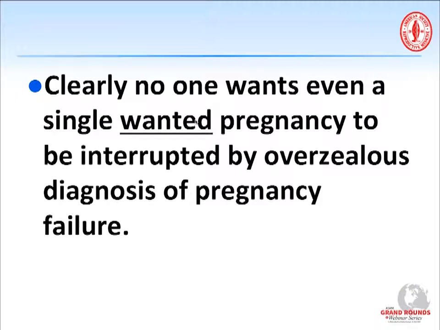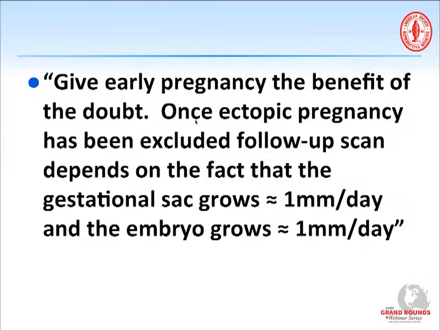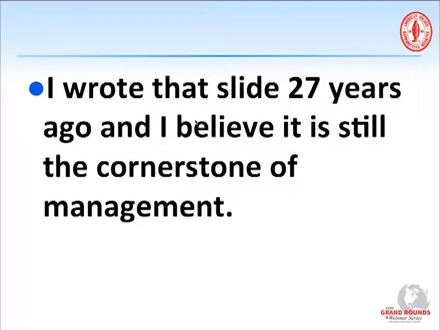Clearly, no one wants even a single wanted pregnancy to be interrupted because of overzealous diagnosis of pregnancy failure. So it says here, give early pregnancy the benefit of the doubt. Once ectopic pregnancy has been excluded, let me say that again, once you've excluded ectopic, follow-up scan depends on the fact that the gestational sac grows about 1 millimeter a day, the embryo grows about 1 millimeter a day. You have a 3-millimeter embryo, you don't see a heartbeat, bring her back in 4 or 5 days, ought to be an 8-millimeter embryo, and she should have cardiac activity. I wrote that slide 27 years ago, and I believe it is still the cornerstone of clinical management.